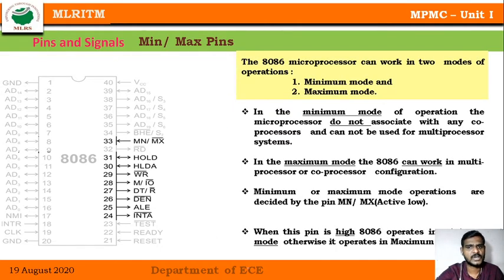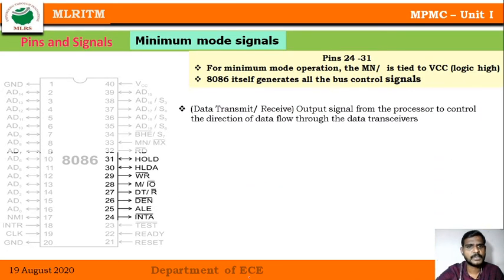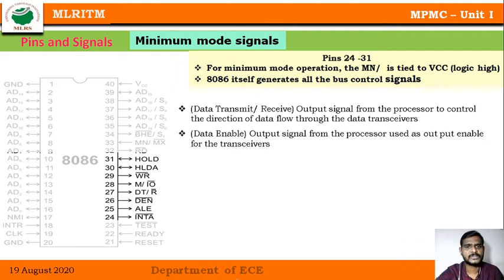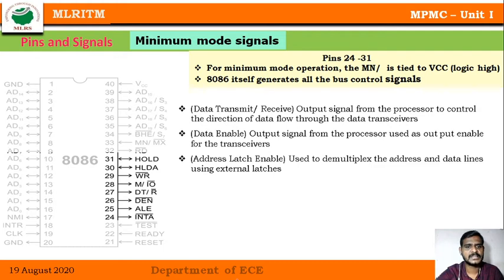So for the 8086, this is the minimum mode of operation. Pins 24 to 31 are used for the minimum mode operation, where pin number 27 is the data transmit receiver. This is an output signal from the processor to control the direction of data flow through the data transceivers. Then the data enable pin DEN is pin 26. It is an output signal from the processor used for output enable of the receiver. Then ALE is the address latch enable, used to demultiplex the address and data lines using an external latch.